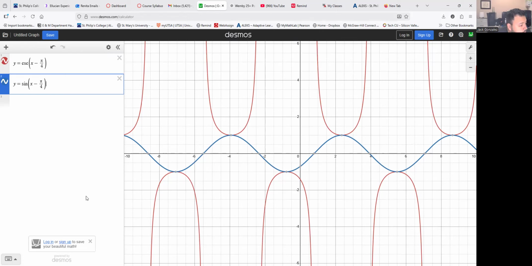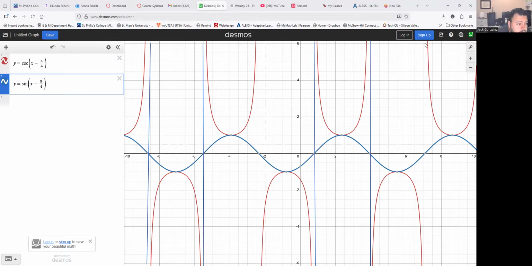To check it out, you can see that right here is my asymptote. Right here is another one. Anywhere that the sine is zero is your asymptote.